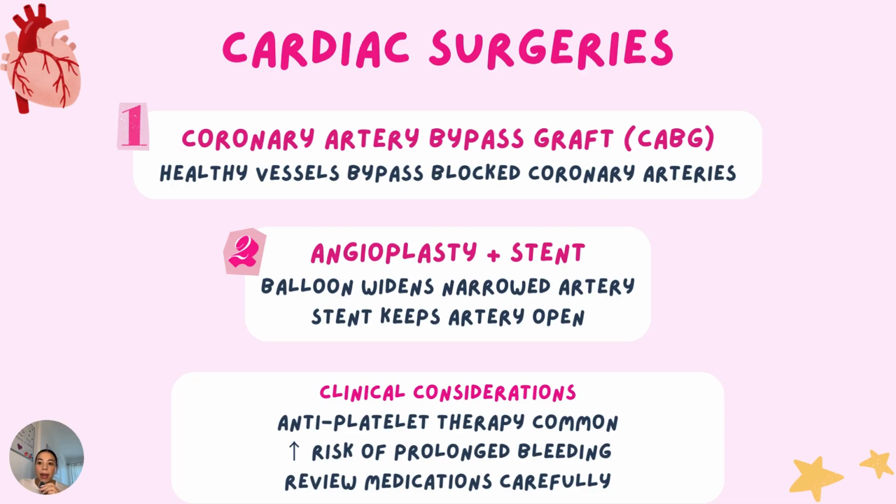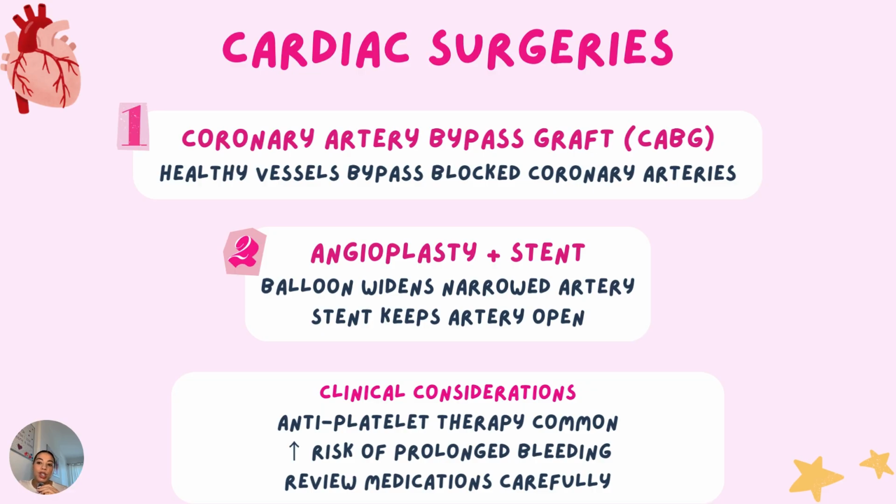Now, an angioplasty and a stent is different. Instead of bypassing the artery, we're trying to open it back up. So a small balloon is inserted and inflated to widen the narrowed artery, and then a stent is placed to help keep it open. The balloon opens it and the stent holds it. So a CABG goes around the blockage, and an angioplasty and stent work through the blockage.